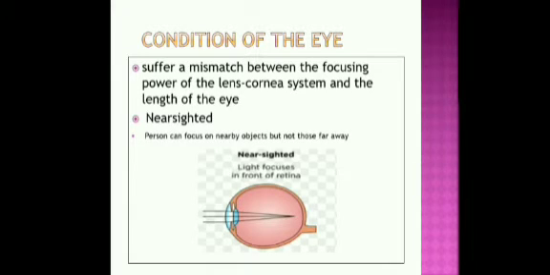So the eye can suffer a mismatch between the focusing power of the lens-cornea system and the length of the eye. So eyes may suffer from conditions such as myopia, hyperopia, presbyopia, and astigmatism. But first, let's talk about nearsightedness. A person can focus on nearby objects but not those far away. This means the light focuses in front of the retina.